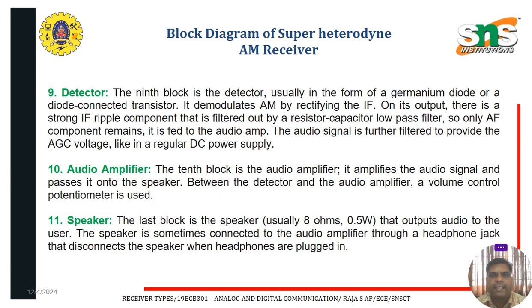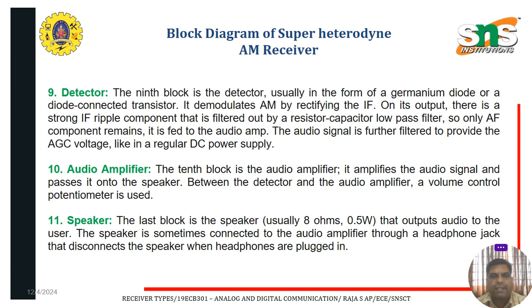The ninth block is the detector, usually in the form of a germanium diode or a diode-connected transistor. It demodulates AM by rectifying the IF on its output. There is a strong IF ripple component that is filtered out by a resistor capacitor low pass filter. So only audio frequency components remain and they are fed to the audio amplifier. The audio signal is further filtered to provide the automatic gain control voltage, like a regular DC power supply.